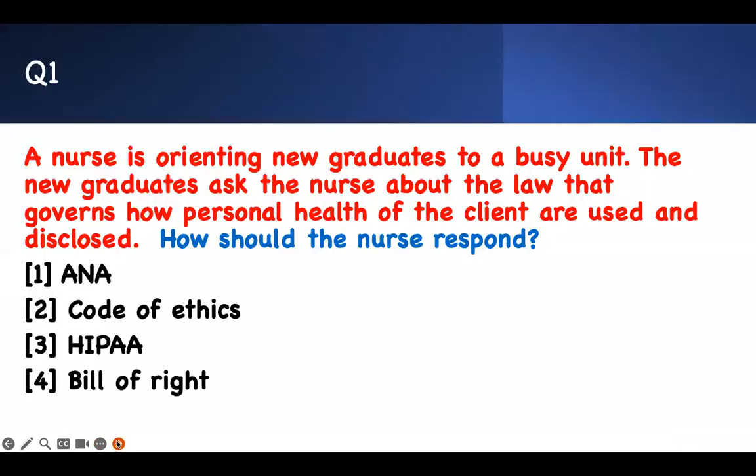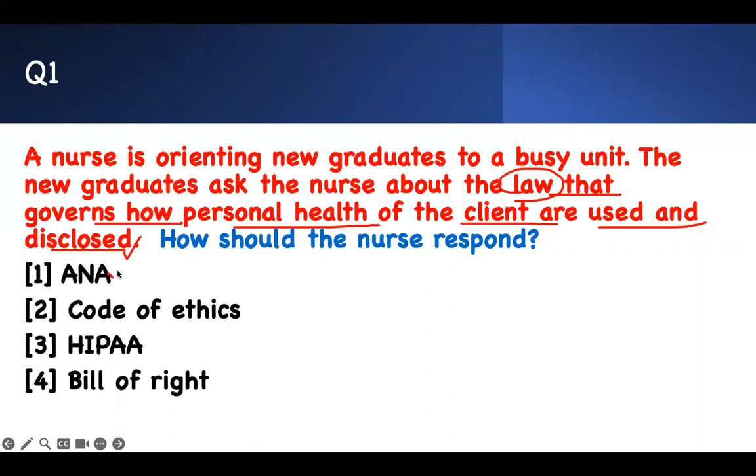Welcome to ADAPT NCLEX. First question, a straightforward question to warm you up. How should the nurse respond? A nurse is orienting a new graduate to a busy unit. The new graduate asks the nurse about what? The law, this is key, the law that governs how personal health information of the client is used and disclosed. Your health, things about you, how it's used and disclosed. What is the problem? How do you do that?